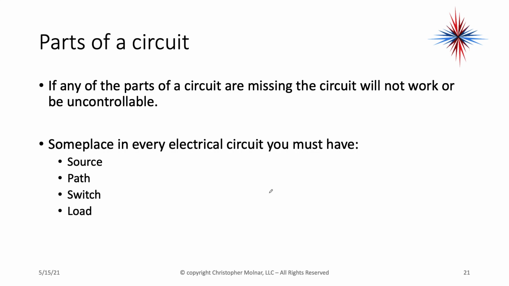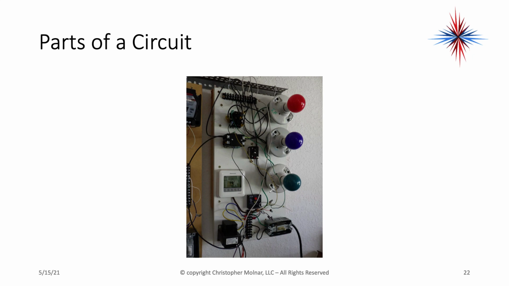So again, if any parts of the circuit are missing, the circuit will not work or be uncontrollable. Someplace in every electrical circuit, you must have a source, you must have a path, you must have a switch, and you have to have a load. If any of these components are missing, the circuit won't work properly. And again, if we take a look at the trainer board, we can identify the different parts of the circuit.